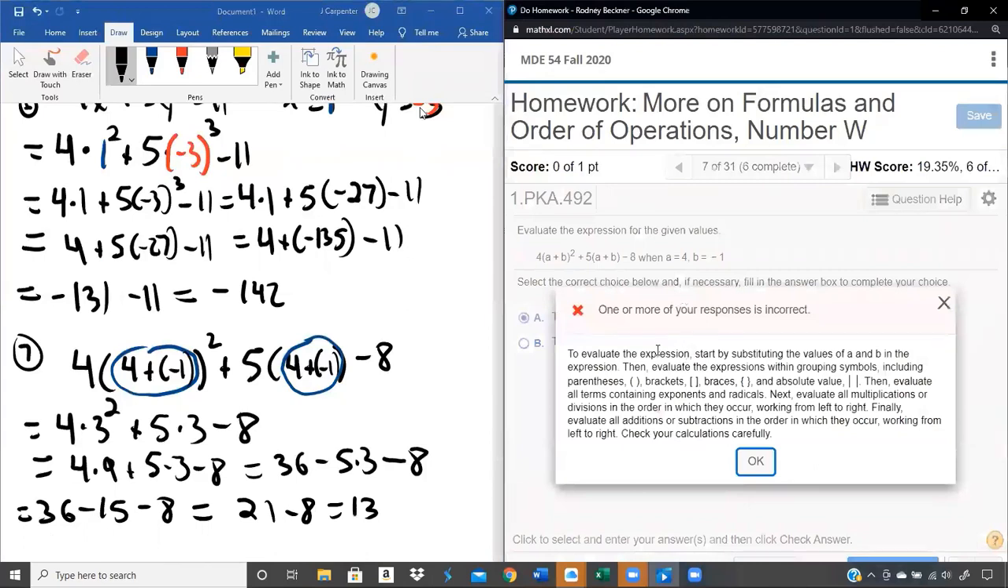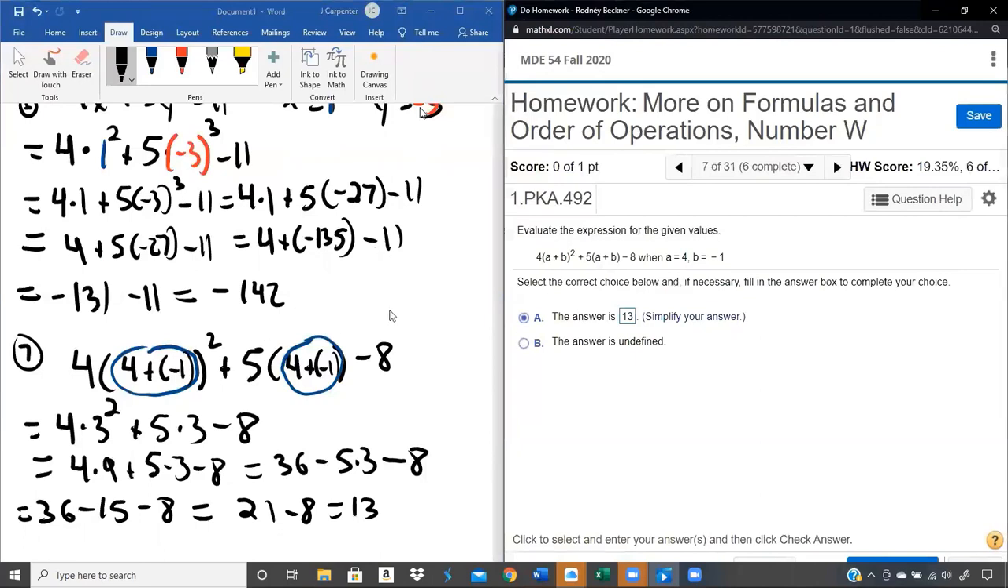Where might the mistake be? I love doing this. I'm sorry. I know I'm mean about this sometimes. Where could our mistake have been? Well, we try and find it, right?